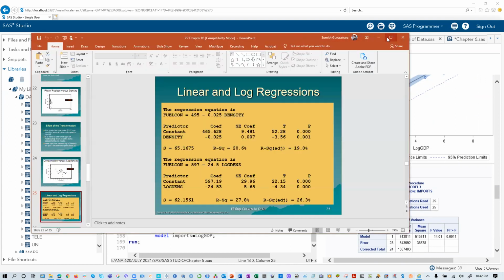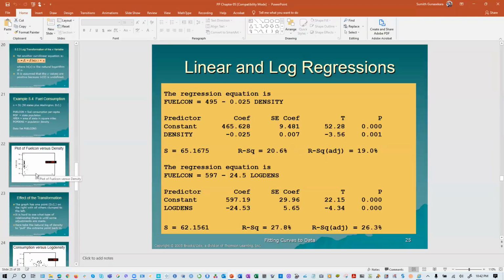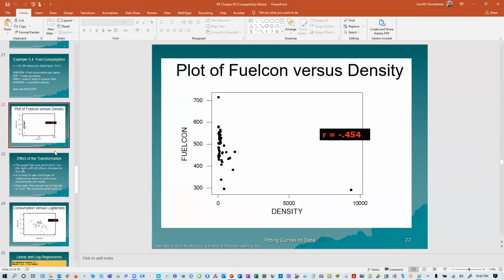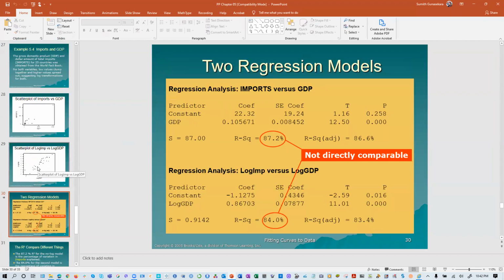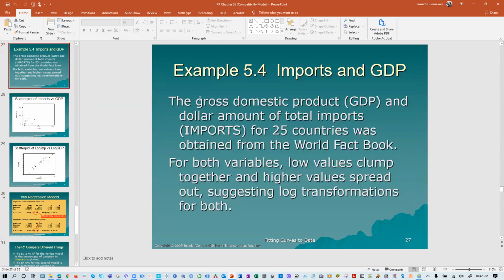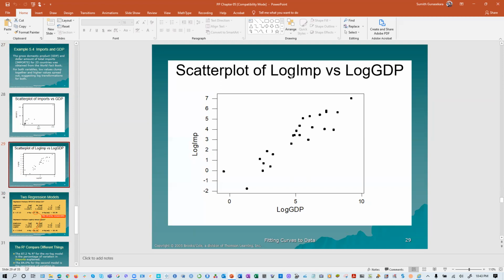So in this one, unfortunately, we couldn't run it because the data is missing the density part. But if you go to the one they were comparing and contrasting, and then go to the next one, imports: the gross domestic product of the national income and dollar amount of the total imports for 25 countries was obtained from the World Fact Book or World Bank Book. For both variables, low values clumped together and higher values spread out, suggesting log transformation for both. Because of that, you're going to take the log for both.